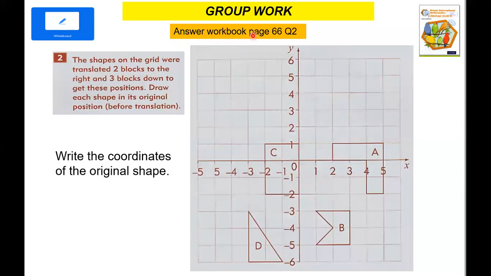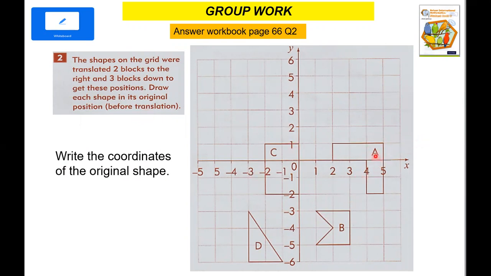You can answer your workbook, page 66, question 2. I want you to write the coordinates of the original shape. The shapes on the grid were translated 2 blocks to the right and 3 blocks down to get these positions. Draw its shape in its original position before translation. That means to say, this is already the translation, before they are here.